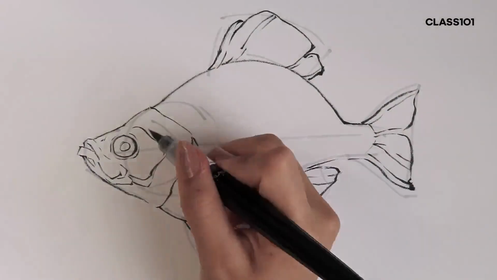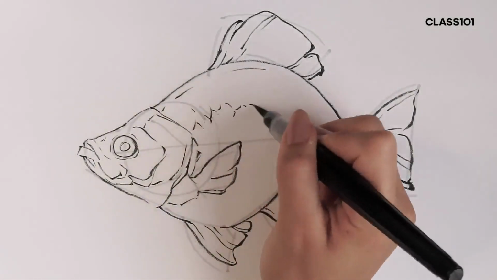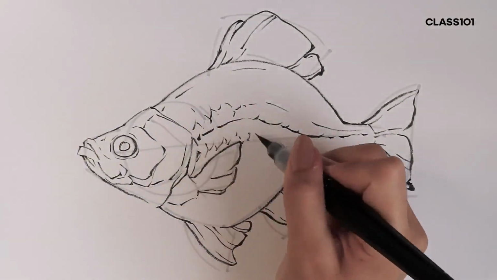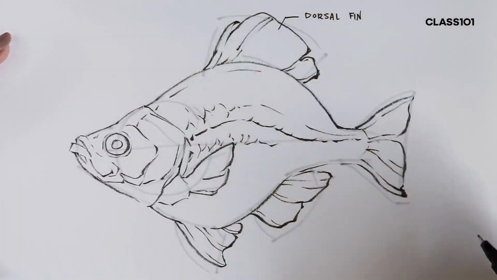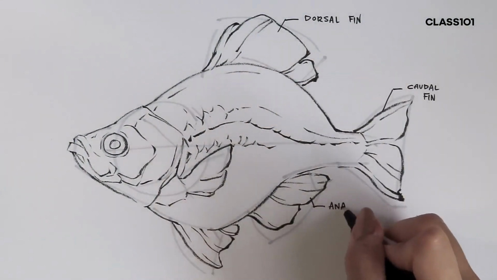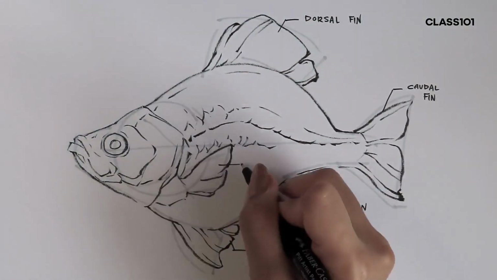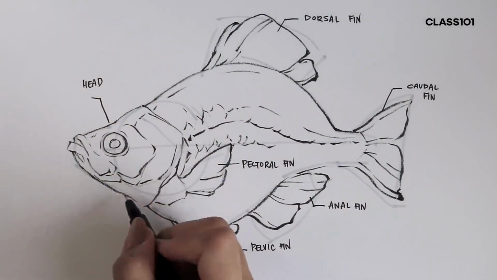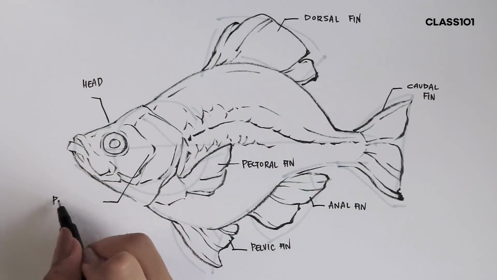And before we dive into these steps, let's take a quick look at fish anatomy. The fish itself can be divided up into 4 parts: the head, body, tail, and the fins. The fin on top is called the dorsal fin. The tail is called the caudal fin. The ventral fins on the bottom can be divided up into the anal and pelvic fins, and there's a set of pectoral fins that are on the side.